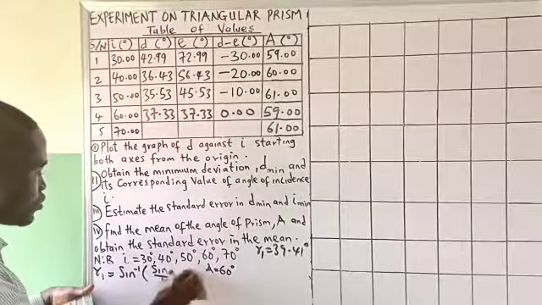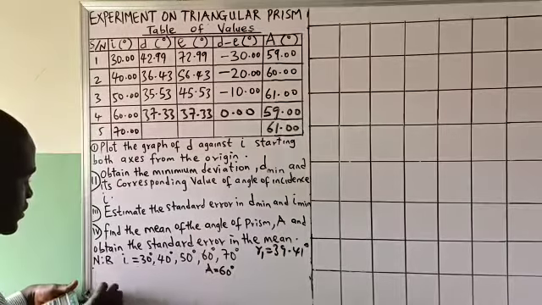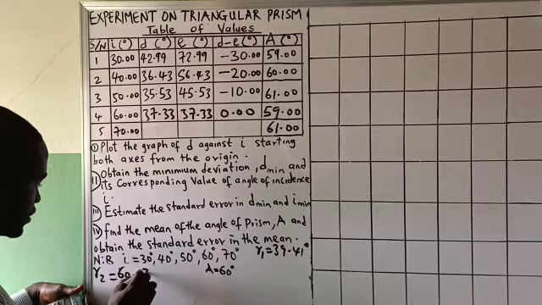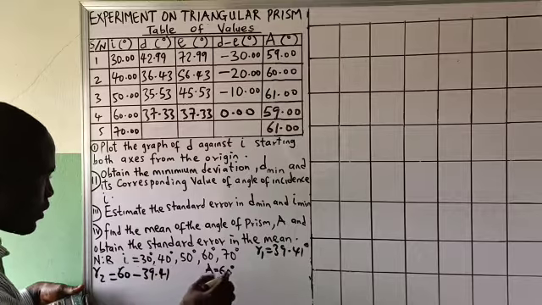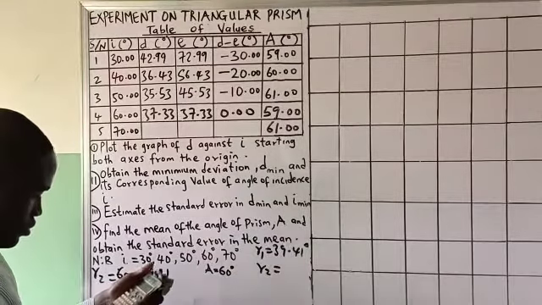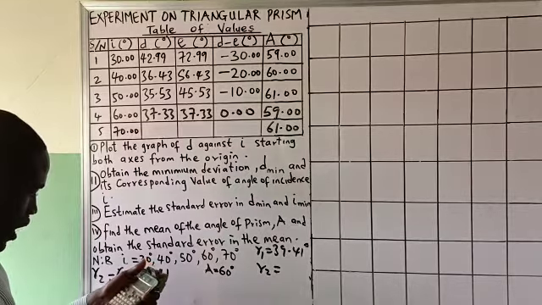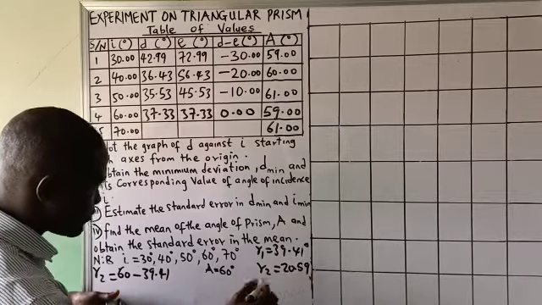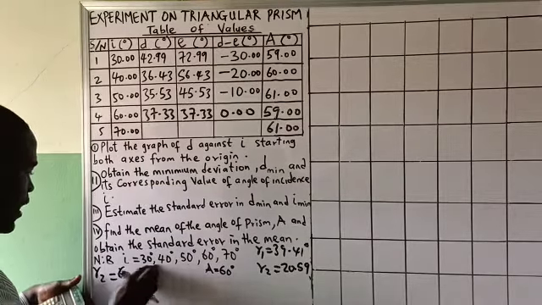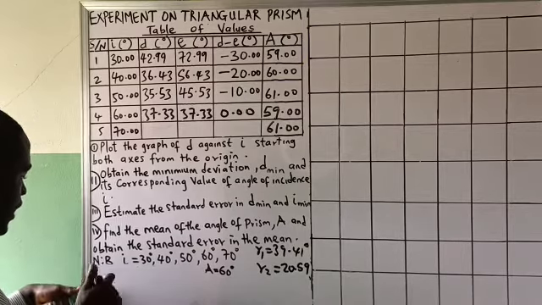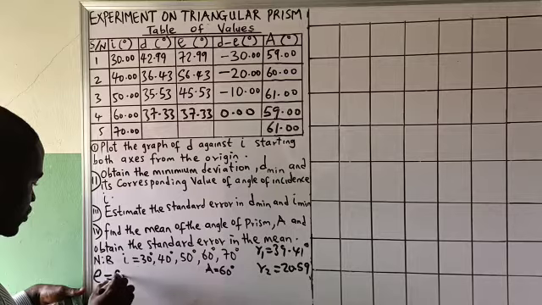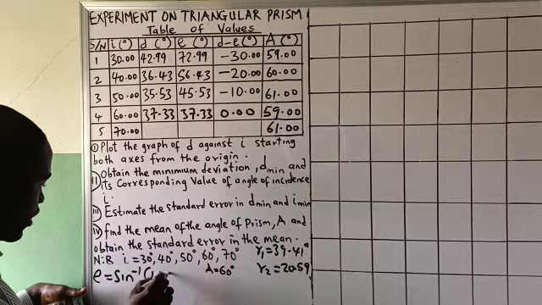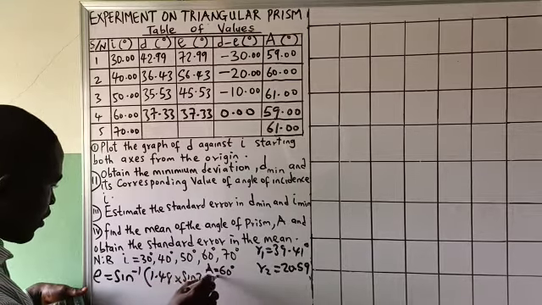We will now get our R2 by subtracting R1 from 60. R2 equals 60 minus 39.41. R2 will be equal to 20.59 approximately. Then we get our E by saying that E equals sine inverse of bracket 1.48 times sine 20.59.